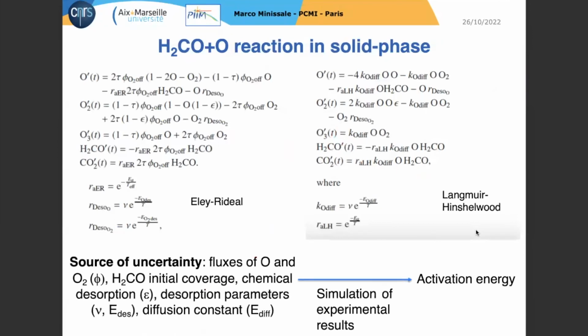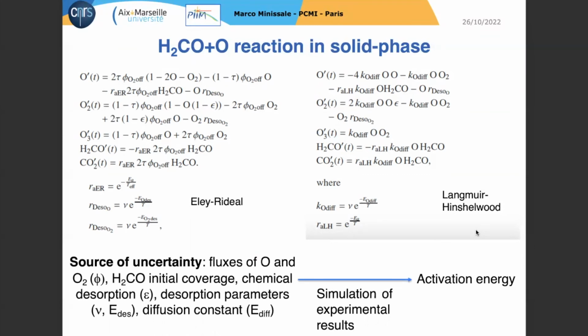We can try to separate the different processes, but when we study this reaction in solid phase, we actually study a more complex chemical network. For example, the formation of O2, the formation of O3, the consumption of H2, probably also the reformation of H2CO, and finally the formation of CO2. With all these different parameters, for example the activation energy, which is the parameter that we want to get from our experiment.